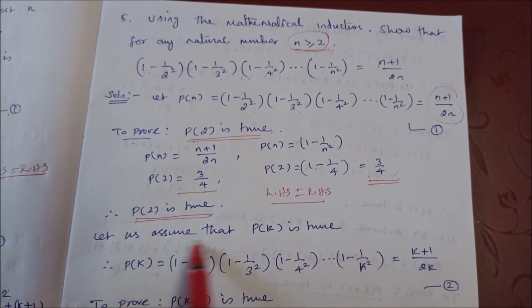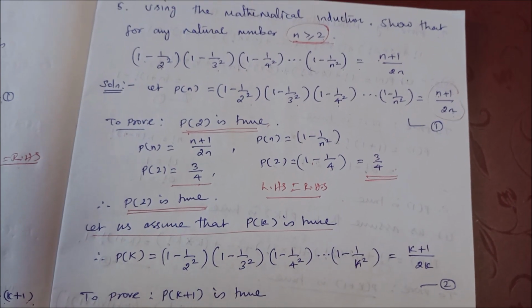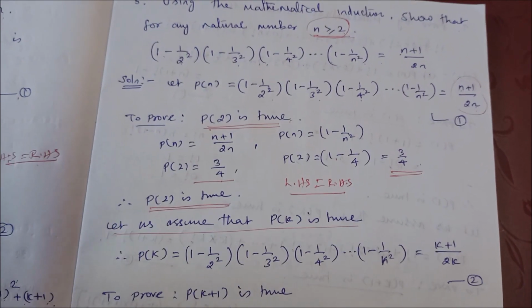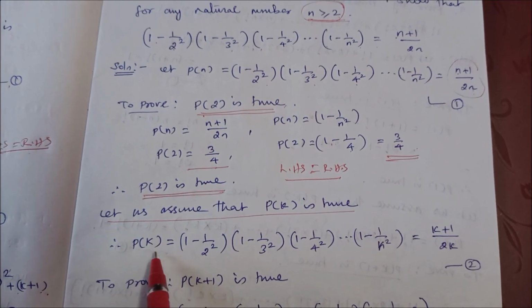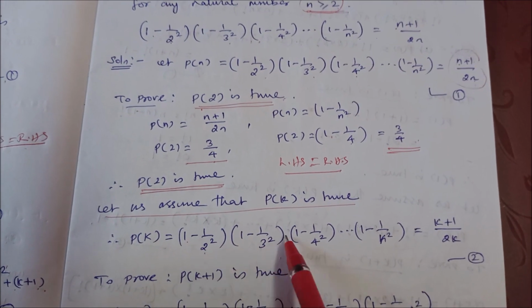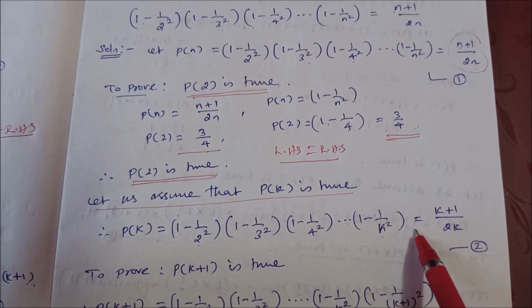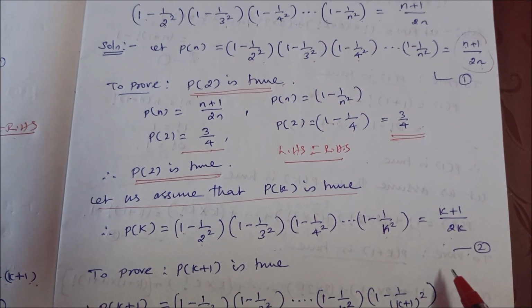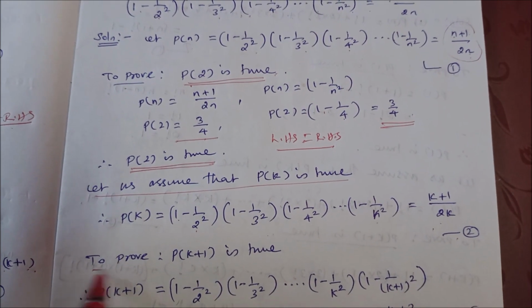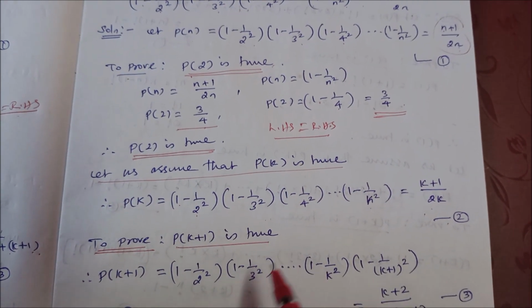Let us assume that P(k) is true. What is the meaning of P(k) is true? It means k satisfies the given equation. So P(k) equals (1 minus 1 by 2 square)(1 minus 1 by 3 square) and so on up to (1 minus 1 by k square) equals (k plus 1) by 2k. This is equation number 2. Now we have to prove P(k plus 1) is true.